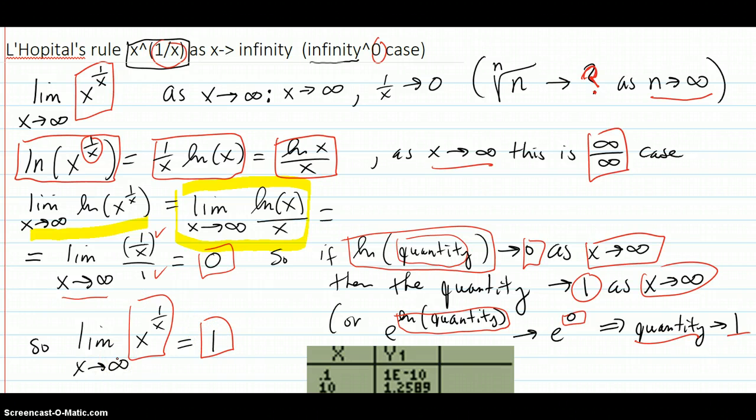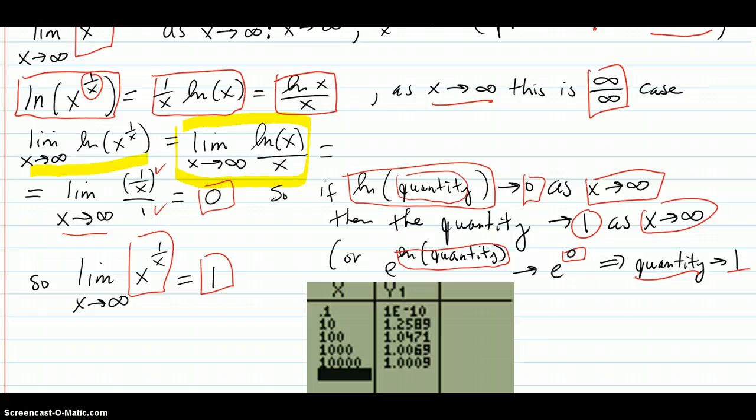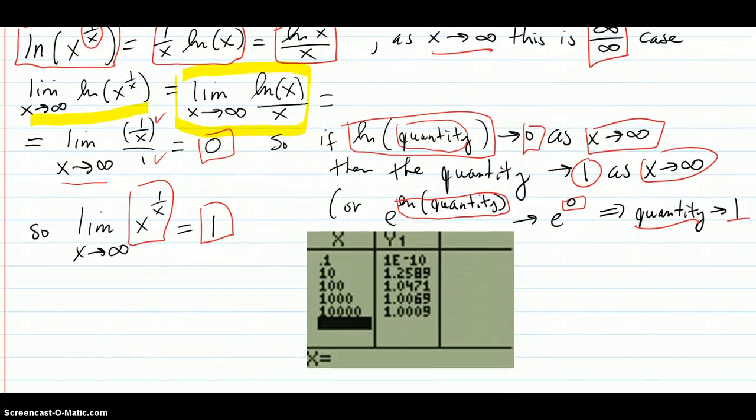And just to be a little bit more confident about that, we look at our TI, we put in y1, we put in x to the 1 over x power, and we make a nice table and ask for the values. So as you increase x going to infinity, the values do come down to 1, so we feel confident about our answer.